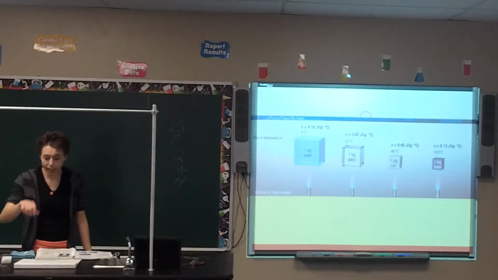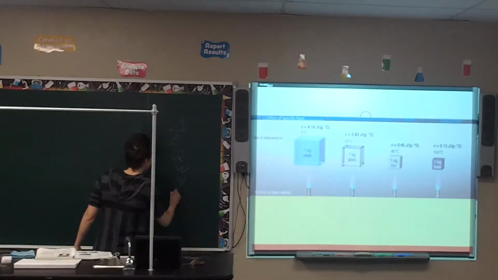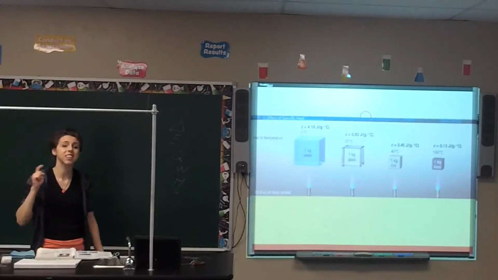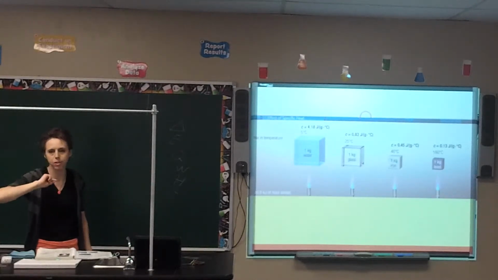So make a note, specific heat is given a letter of lowercase c. Not capital C. Capital C, if you remember from physical science, is heat capacity. So it's a different term.